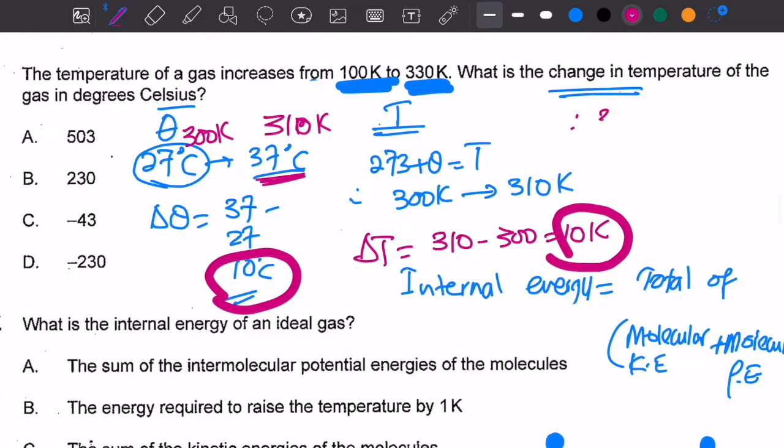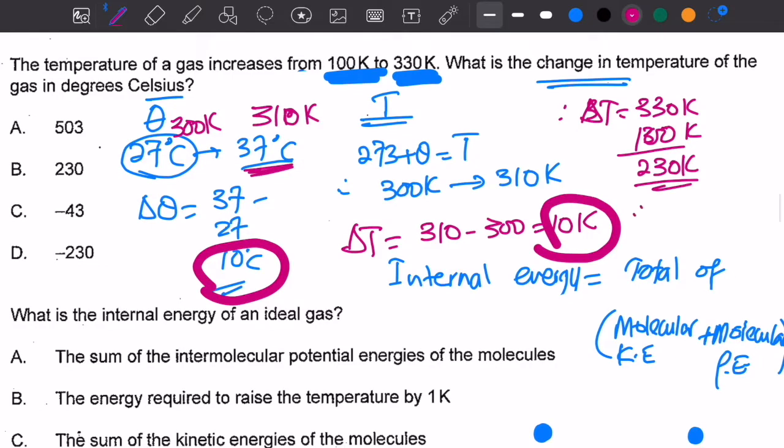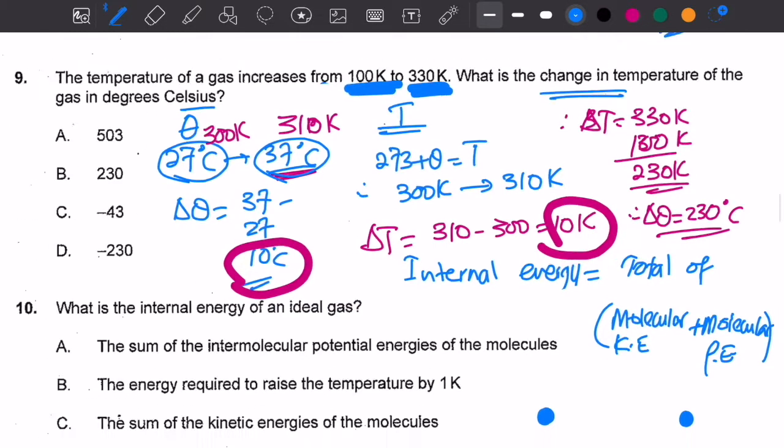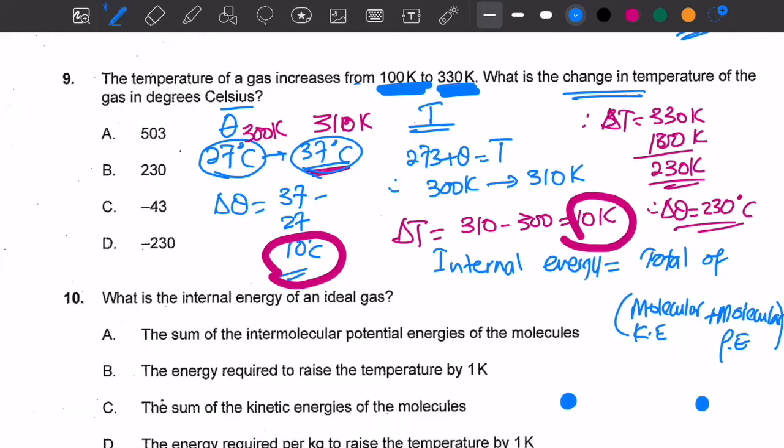So the change of temperature is 330 K minus 100 K. So you get 230 K, right? Or you can say the change of temperature is 230 Celsius. I repeat, I don't mean the temperature is the same. I mean the change of temperature is the same in Celsius as well as Kelvin.